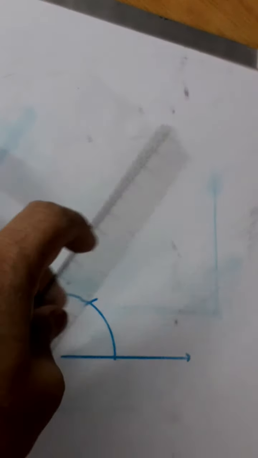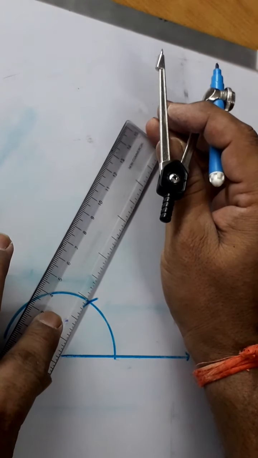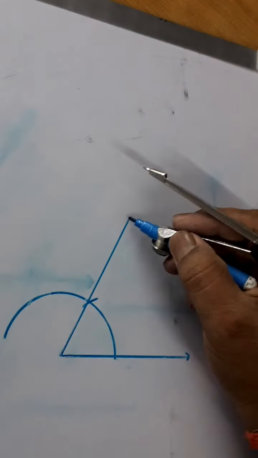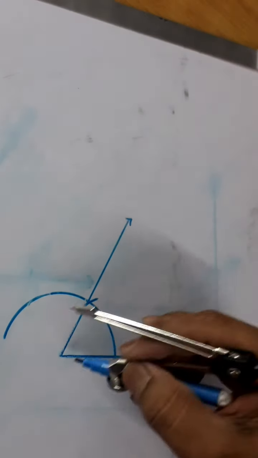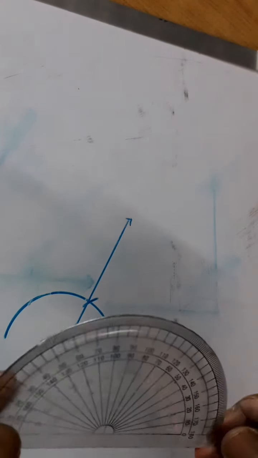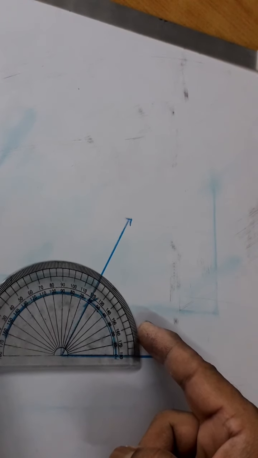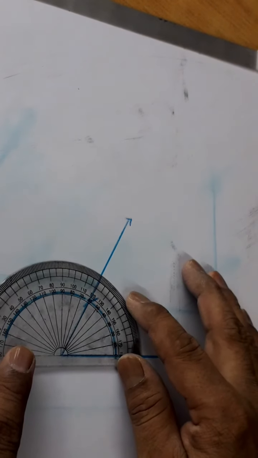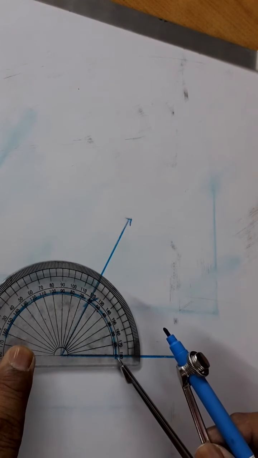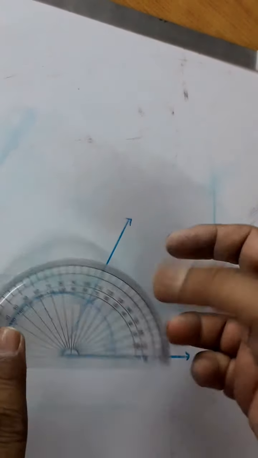Now we will join these 2 points and draw like this. Again, length of this arc does not matter. We can produce this line further also. Now we can see whether this is 60 degree or not. I am putting my protractor here. We can see baseline is here from this point, and now we will start measuring 0, 10, 20, 30, 40, 50 and 60. This angle is of 60 degree.